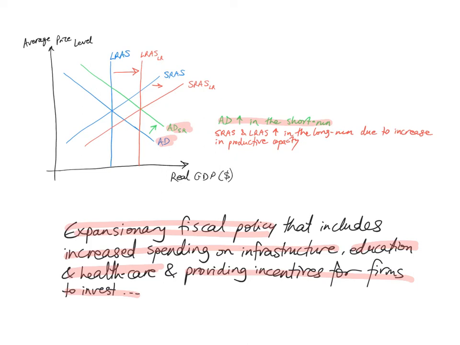But in the long run, it will also increase short-run aggregate supply and long-run aggregate supply, because this type of spending will increase the economy's productive capacity and hence its potential output. So in the short run, aggregate demand will increase, but in the long run, SRAS will shift to SRAS-LR, and LRAS will shift to LRAS-LR. So yes, fiscal policy can be used to promote long-term economic growth and increase the economy's potential output and productive capacity.